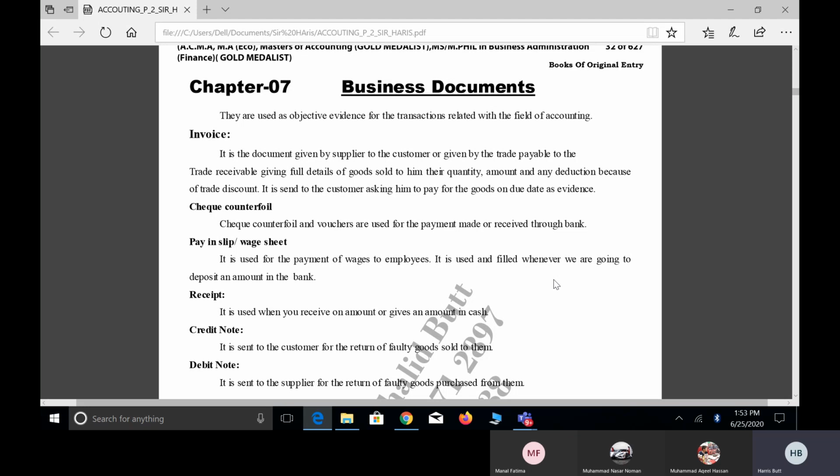Check counter file is also used, and vouchers are used for the payment made or received through check.